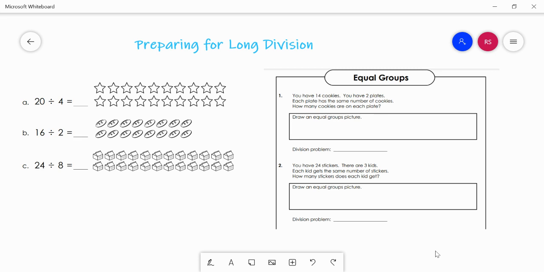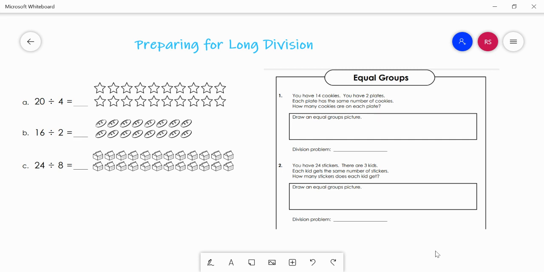So I want you to go ahead and take a look at the 2 images that I have on the screen right now, and we're just going to prepare our minds for long division. And really, long division is just dividing larger numbers. There's a process and there are steps, and don't worry, we will learn them all. So taking a look at the pictures on the left-hand side of your screen, I have 3 division problems.